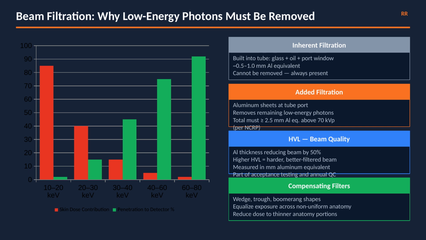The HVL, half-value layer, measures the result of filtration as beam quality. HVL is the aluminum thickness that reduces beam intensity by 50%. Higher HVL means a harder, better filtered beam. This is measured during acceptance testing and annually. Compensating filters, wedge, trough, boomerang, equalize exposure across anatomy with non-uniform thickness. The thicker part of the filter goes over the thinner body part, absorbing excess beam where less penetration is needed.